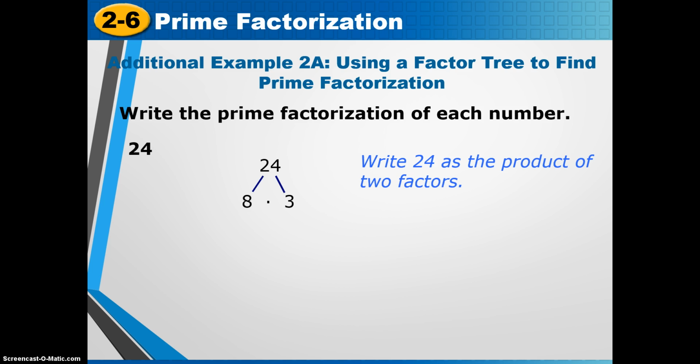So let's start with 8 and 3. If the number is composite, you continue to break it down. If it's prime, you can either circle it and leave it alone there, or just continue to bring it down to the final row.